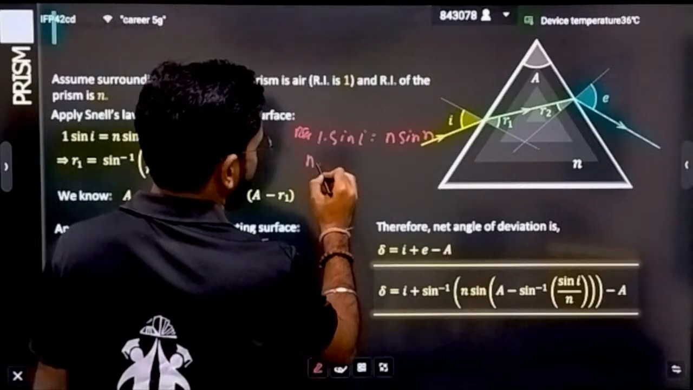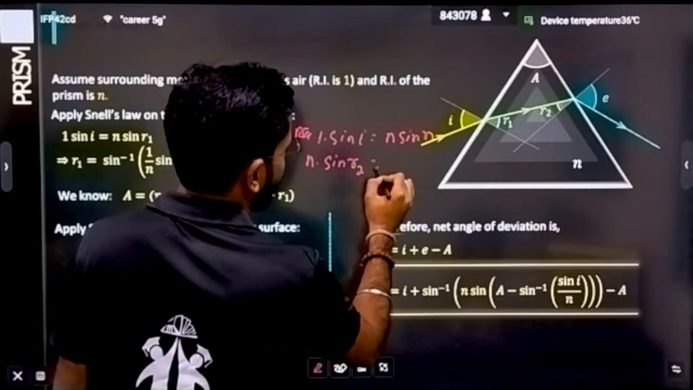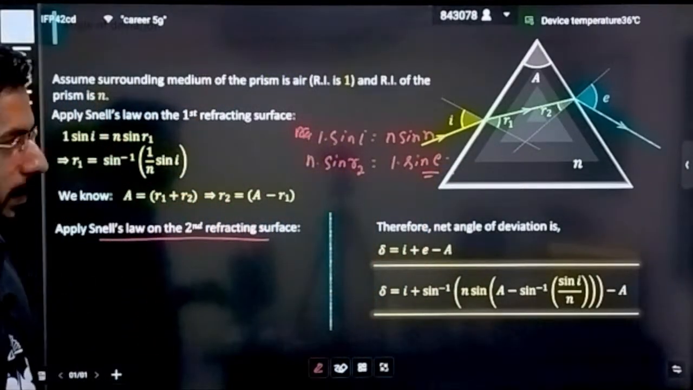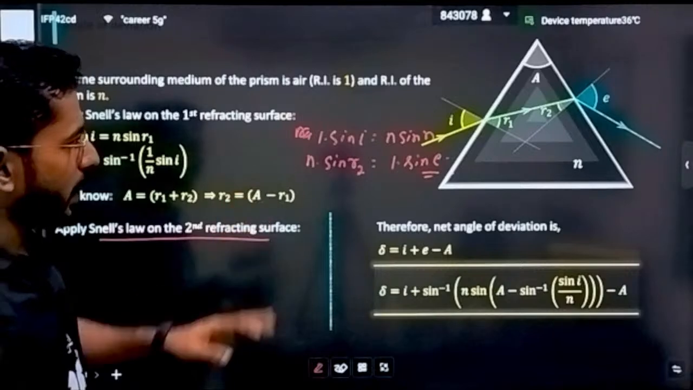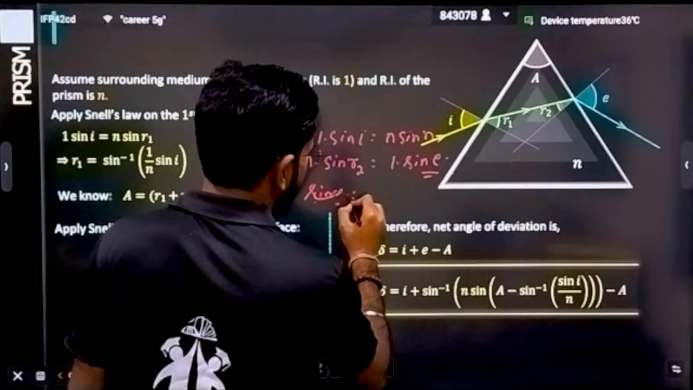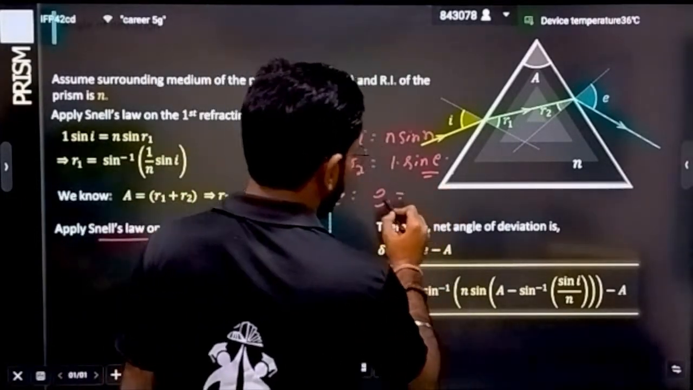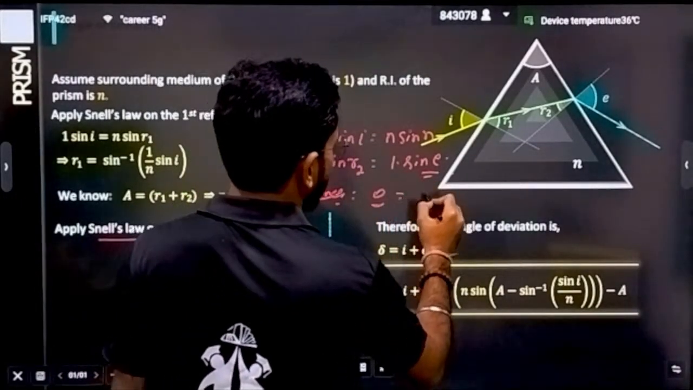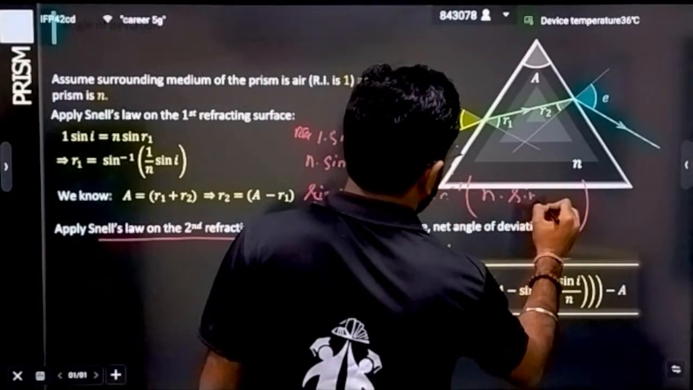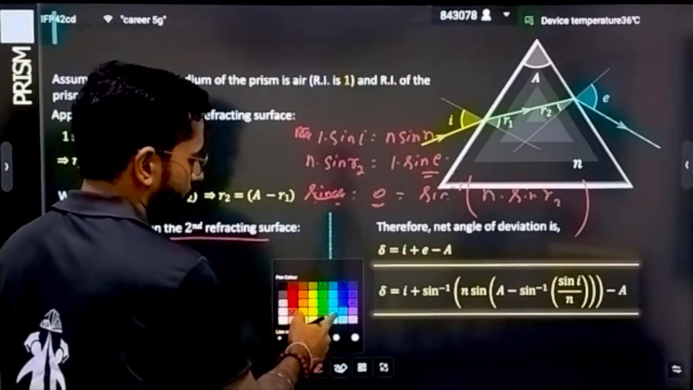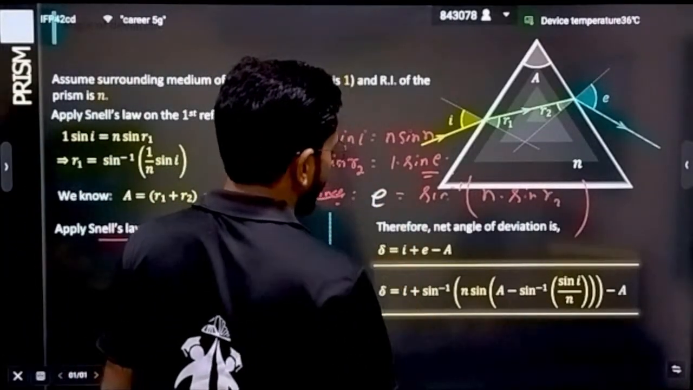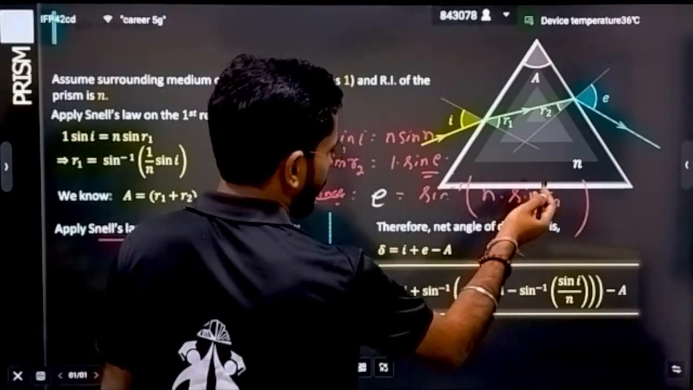At the second surface, we write n times sine of r2 equals 1 times sine of e. So if you have to write what e is, how will you write it? E can be written as sine inverse of n times sine of r2. Anyway, this result will not be that helpful for you, but I am just explaining how it is written: e equals sine inverse of n times sine of r2.